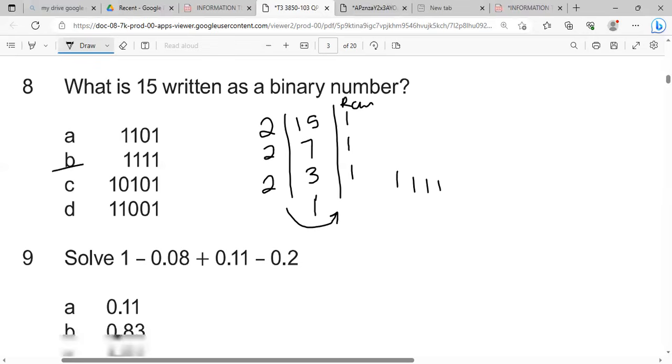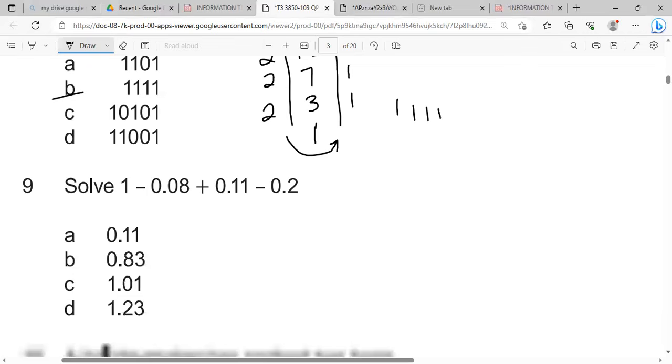Number 9 says, solve 1 minus 0.8 plus 0.11 minus 0.2. What I'm going to be doing is putting all the positive ones together. So I'm going to say 1. I'm going to write 1 as 1.00 because I can put the decimal point on the decimal point. So this gives me 1.11.